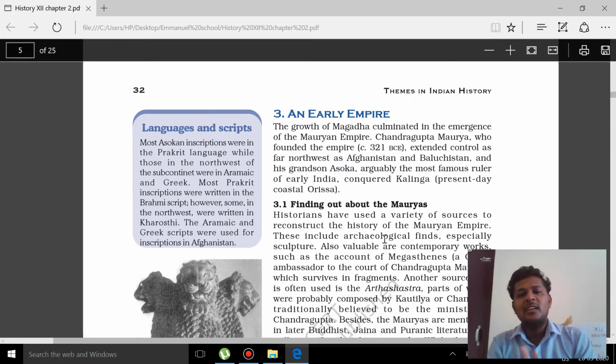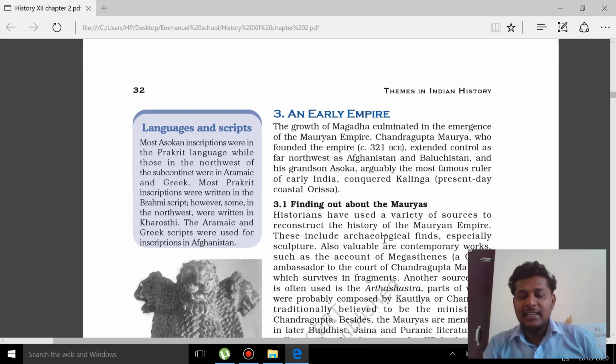So we have done 16 Mahajanapadas. Now we are moving to an early empire, and that empire is the Mauryan Empire. Before we get into the Mauryan Empire, let us quickly go through this left corner facts, languages, and scripts. See, Ashoka is considered to be one of the most important Mauryan rulers. So he has written a lot of inscriptions. He has talked to the people. He has given the rules and regulations to the people by way of inscriptions. So his inscriptions are mostly in the Prakrit language.